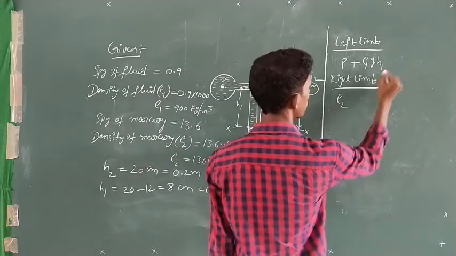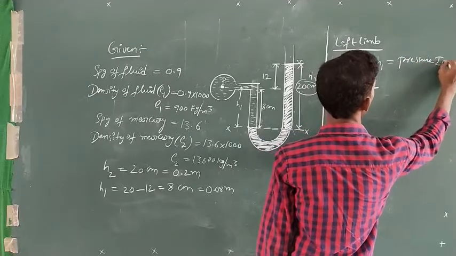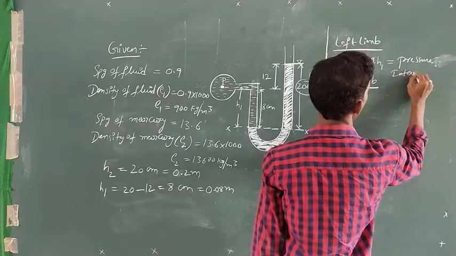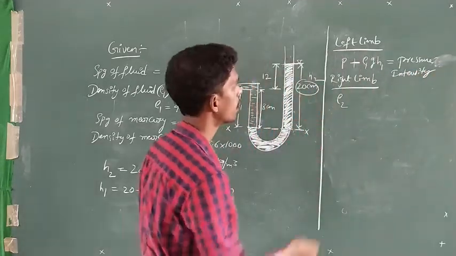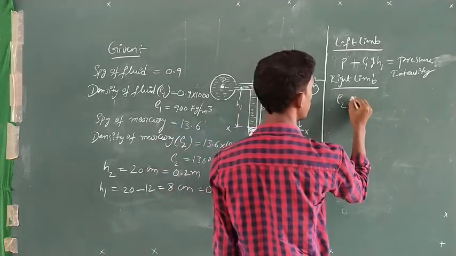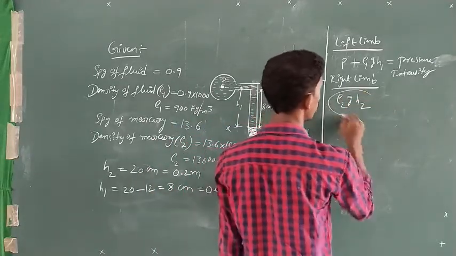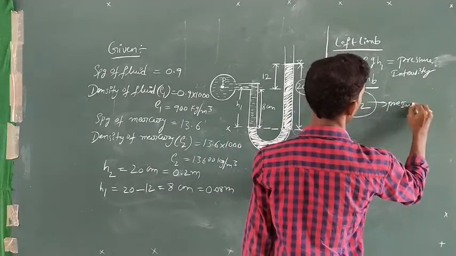Pressure intensity is, so this is the pressure intensity in the left limb. So the pressure intensity in the right limb is ρ2 g into h2. So this one is the pressure intensity in the right limb.